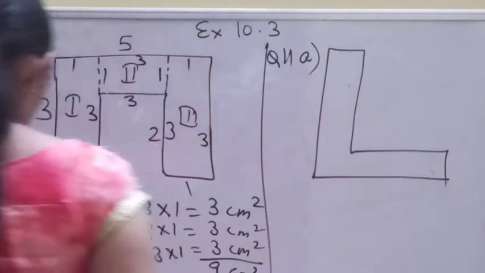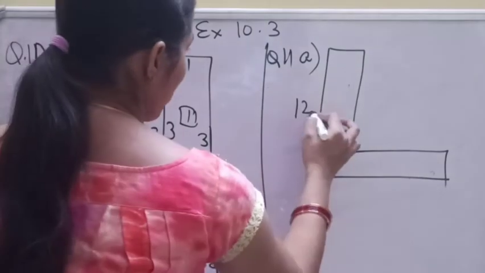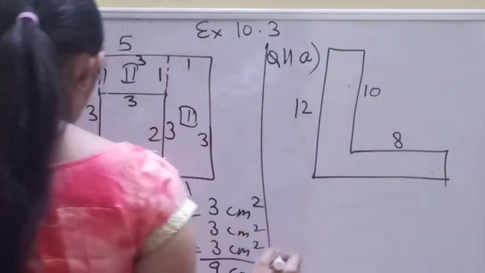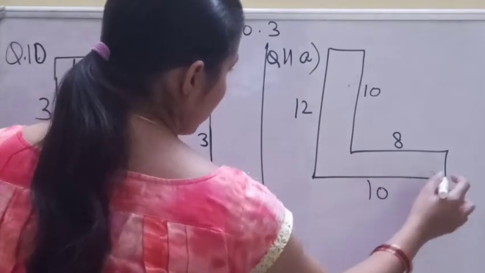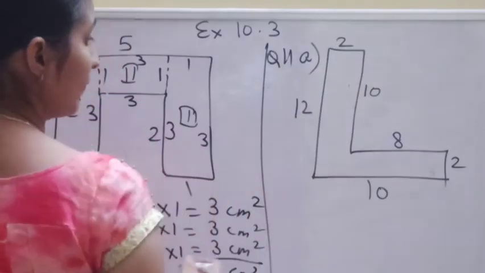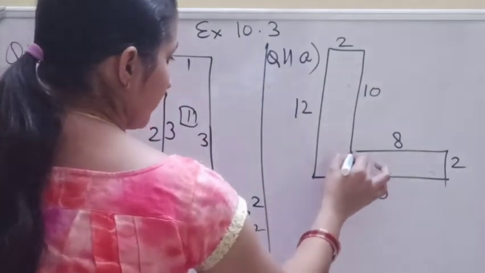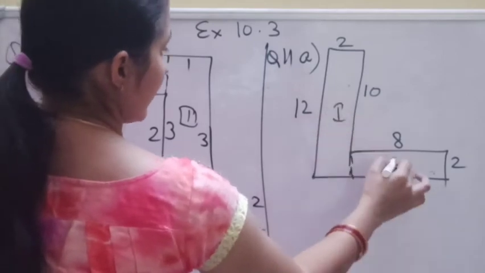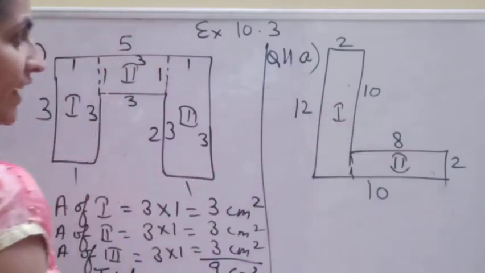This way a shape is given to us. This is 12, this is 10, this one is 8, this is also 10, this is 2 and this is also 2. So if we join this, then this will become our first rectangle, this one will become our second rectangle.